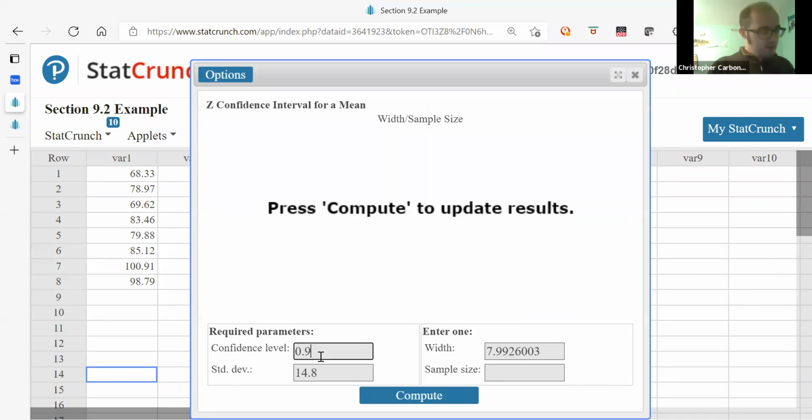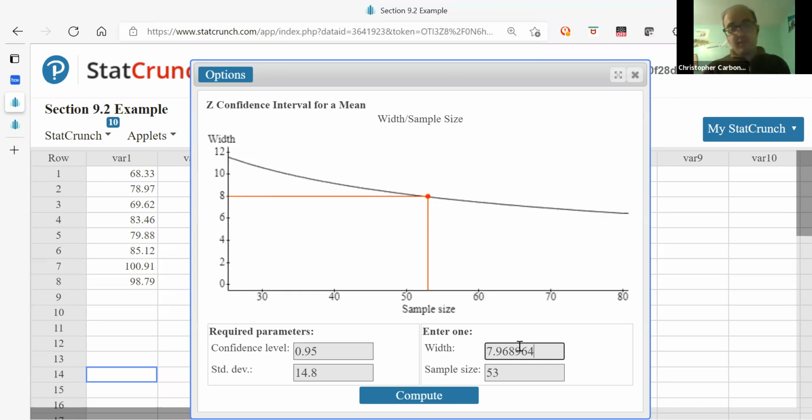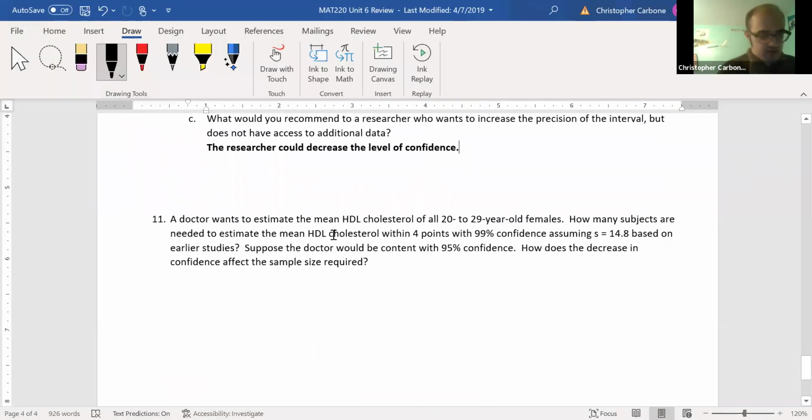But the next part of it wanted the confidence level decreased to 95%. I'll put this back to 8 for the width. The sample standard deviation stays at 14.8. That sample size drops down to 53. So for that 99% level of confidence, that used a sample size of 91. For the 95% level of confidence, that used a sample size of 53.